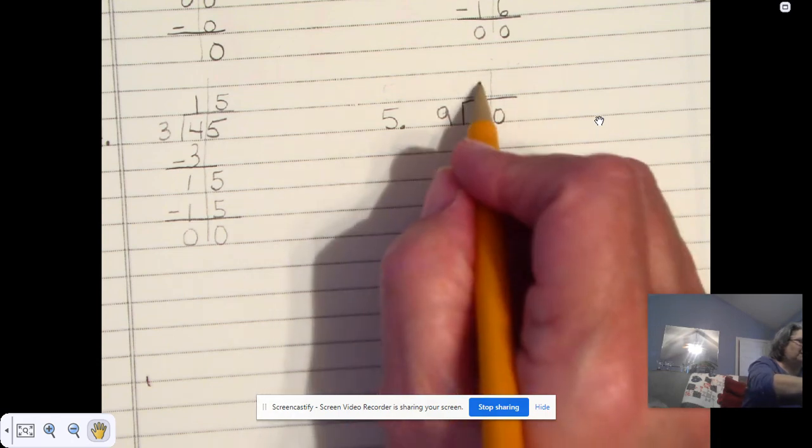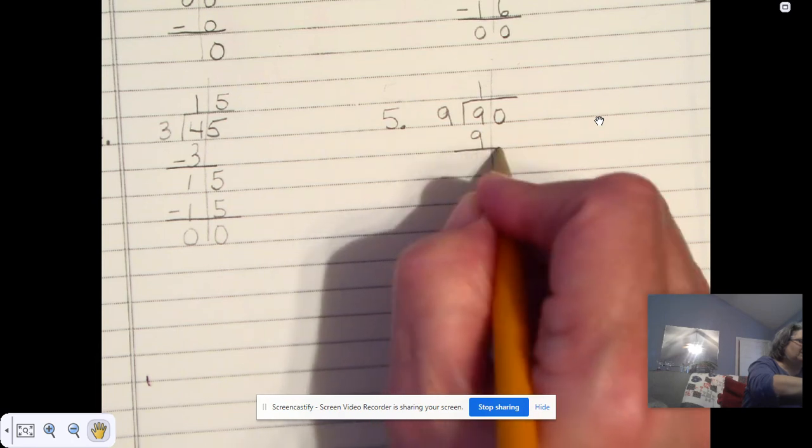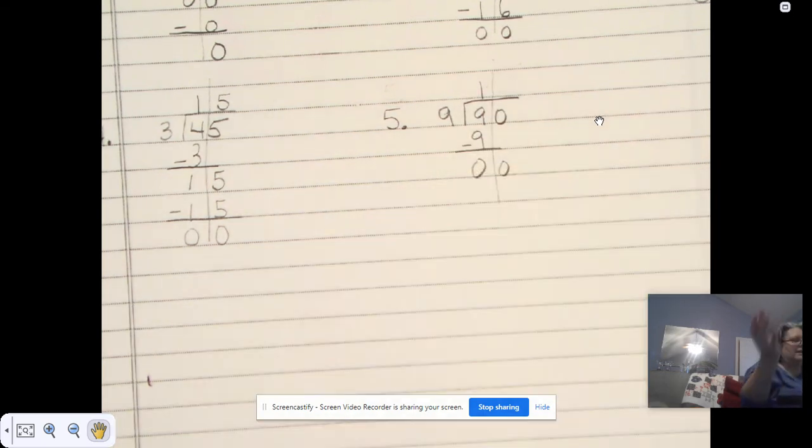All right, how many groups of 9 go into 9? I hope you said 1. 1 times 9 is 9. Draw your line and subtract. This is where we could be tempted to quit. Say, oh, well, that's a 0, I'm done. But you're not.